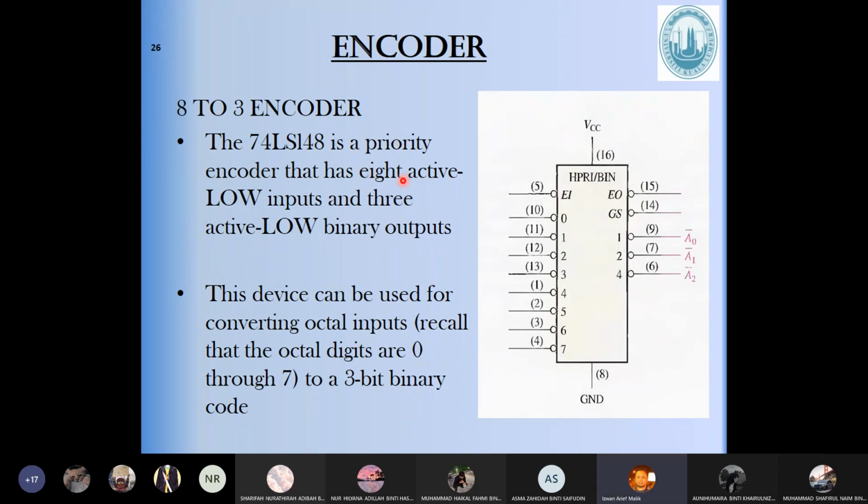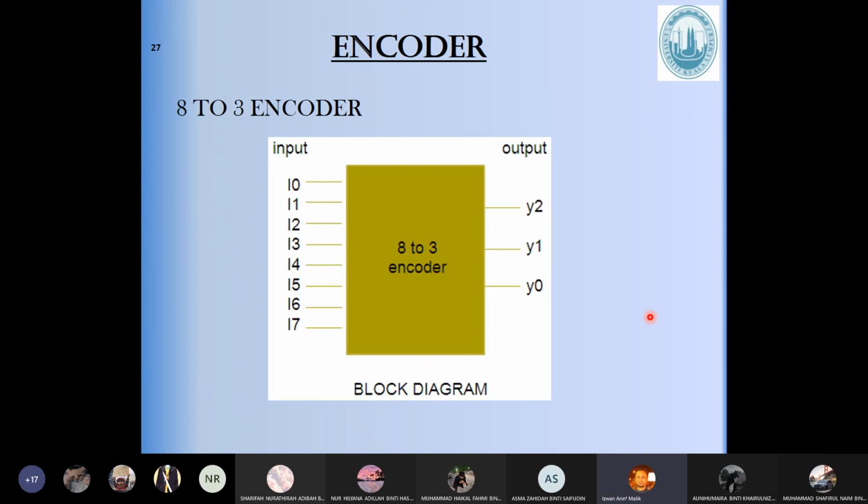Okay, so active low inputs and active low binary output. Active low meaning that at the input, before the input there is a bubble, and the output also has a bubble, using NAND gates. So this device can be used for converting octal inputs. Recall that the octal digits are 0 until 7 to a 3-bit binary code. For example, you enter number 7, it outputs 111. You enter number 4, it outputs 100. But because it is active low, if input is 7, the output will be 000. Actually it is 111. Okay.